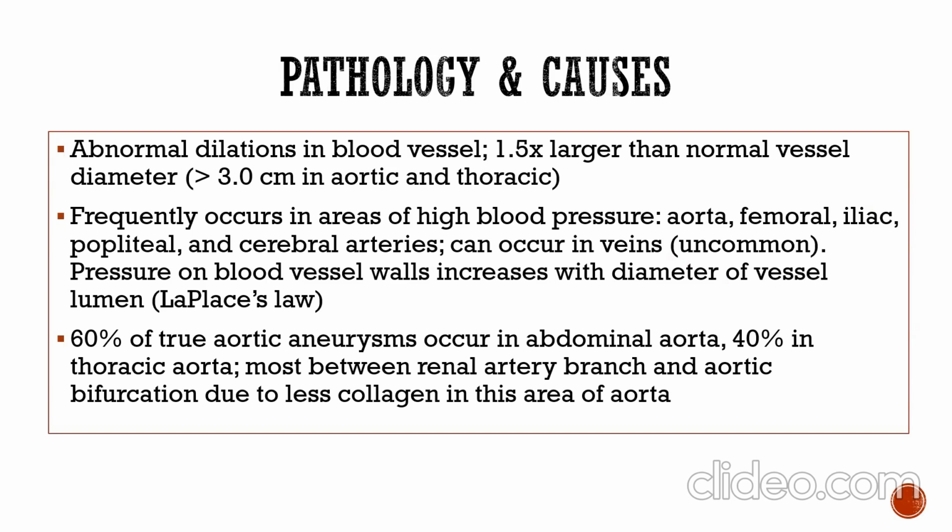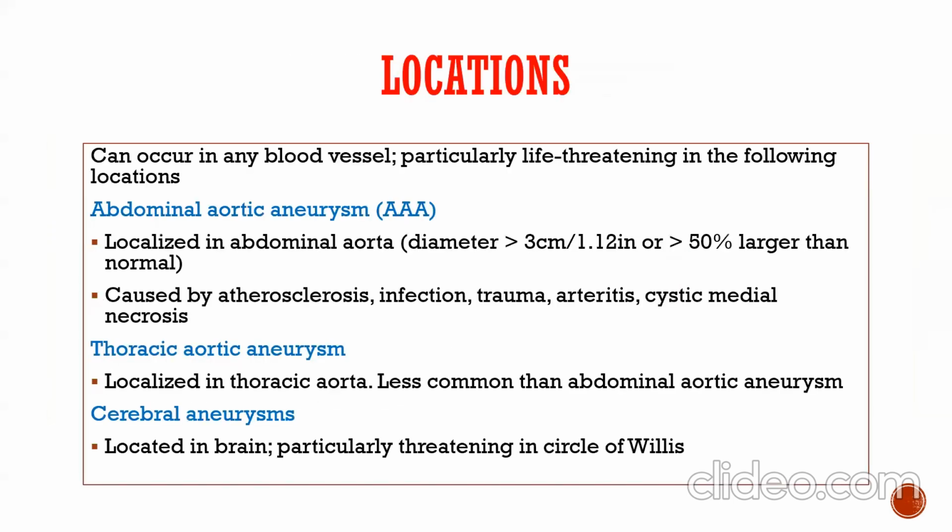Pressure on the blood vessel wall increases with the diameter of the vessel lumen. Laplace law. 60% of true aortic aneurysms occur in the abdominal aorta and 40% in the thoracic aorta. Most are between the renal artery branch and the aortic bifurcation due to less collagen in this area of the aorta. Location: can occur in any body vessel.